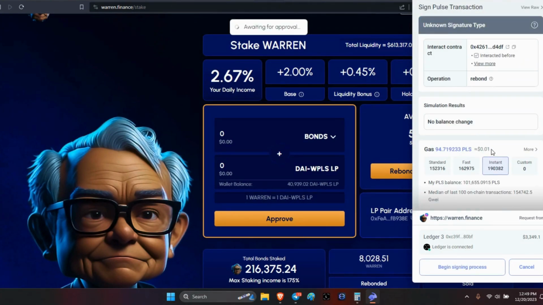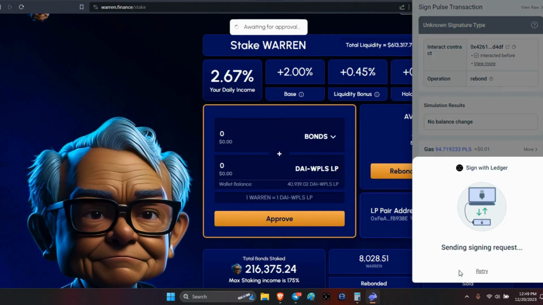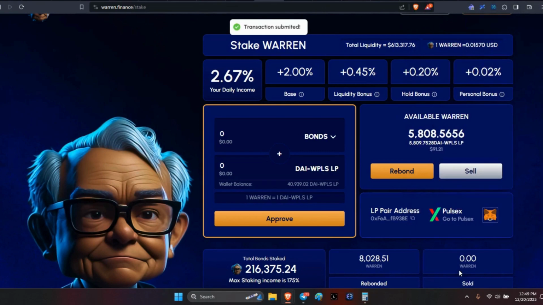Oh my God. Woo, the gas is expensive. A whole penny. Somebody in the Telegram was asking about the gas when it comes to Warren. Well, it's not so much Warren, it's Pulse. It's a penny. Look at that. 94.7 Pulse tokens for a whole penny. Whew. That's the kind of gas prices you want to be paying. If it was only like that out in the real world.